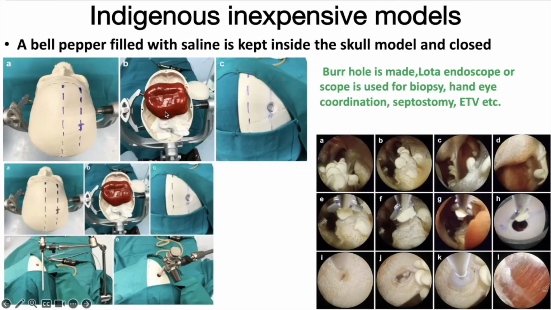Bell paper is filled with saline and kept inside the skull model. The skull model is closed. The burr hole is made at a desired point, and the endoscope or any other scope is used for biopsy and hand-eye coordination. Septostomy can be done using this bell paper as a simulator, and even ETV can be learned. As shown here, you can also pick up the seeds to learn hand-eye coordination, and perforations can be made which can simulate ETV.